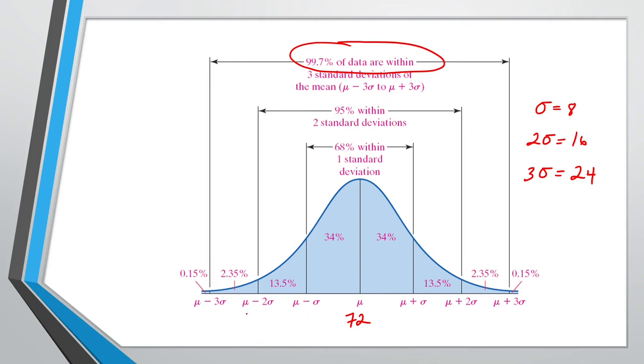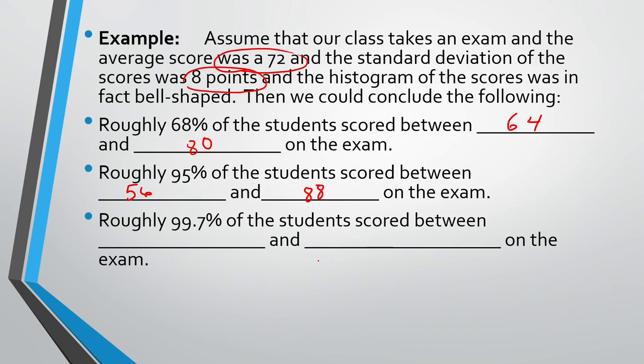72 minus 24 will give us 3 standard deviations to the left of 72, and 72 minus 24 gives a score of 48. To look at the other side, we want to know 3 standard deviations above average, so we'll take the average mu and add 3 standard deviations to it. 72 plus 24 gives us 96. Now we know roughly 99.7% of students scored between 48 and 96 on the exam.